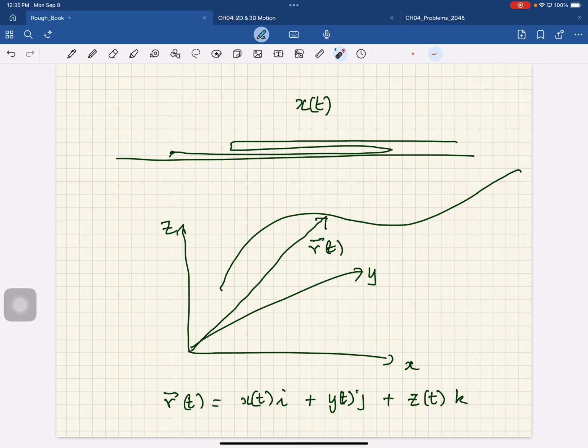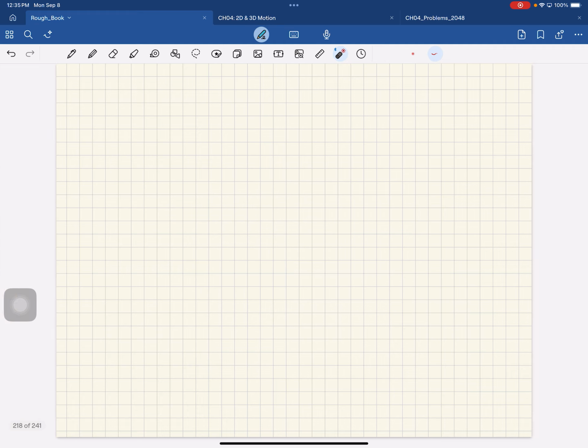All right. So I will give you the punchline of the chapter. I'll give you a function r(t).